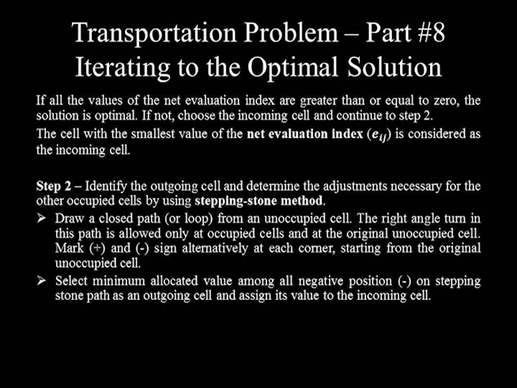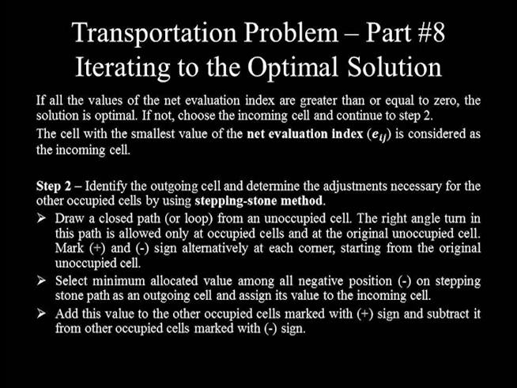Sub-step 2. Select the minimum allocated value among all negative positions on a stepping stone path as the outgoing cell and assign its value to the incoming cell. Sub-step 3. Add this value to the other occupied cells marked with positive sign and subtract it from other occupied cells marked with negative sign. For better understanding of these steps and their sub-steps, let's proceed to calculate the optimal solution for the problem.